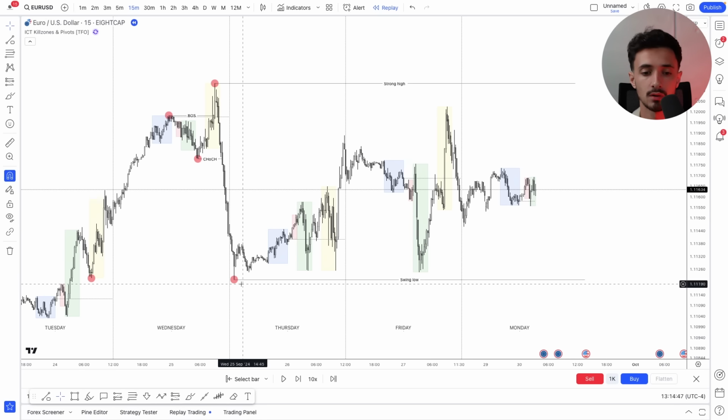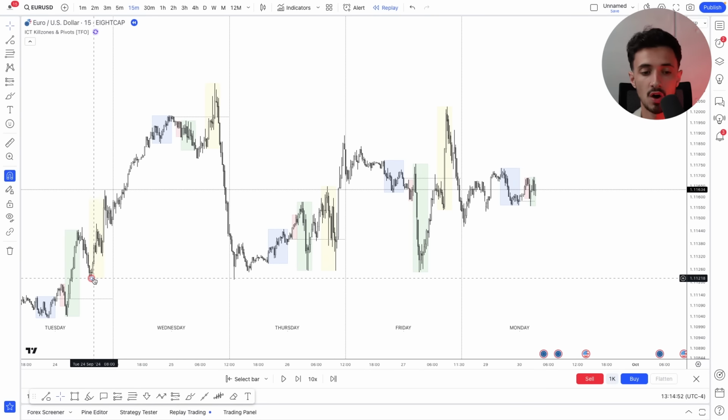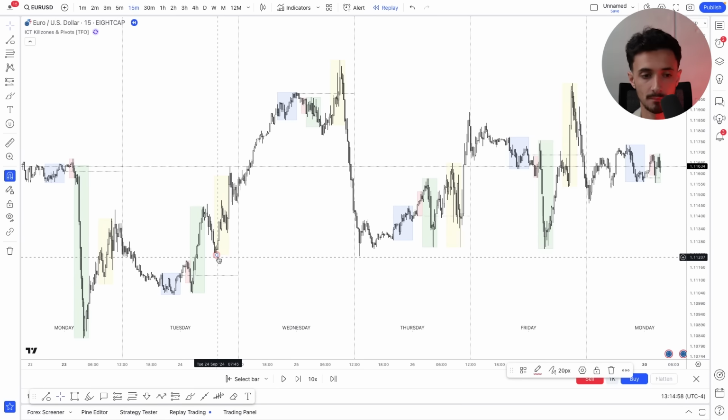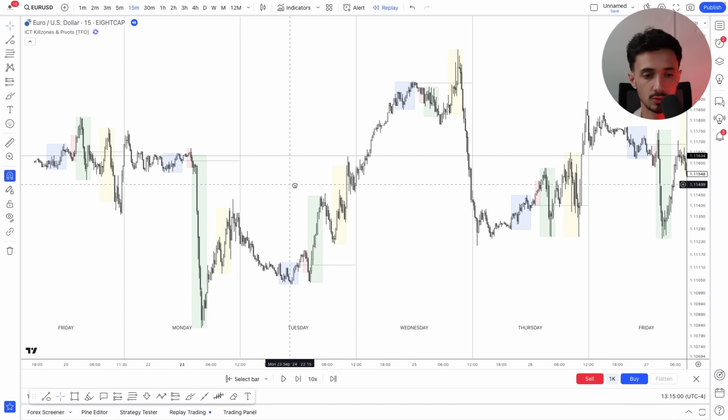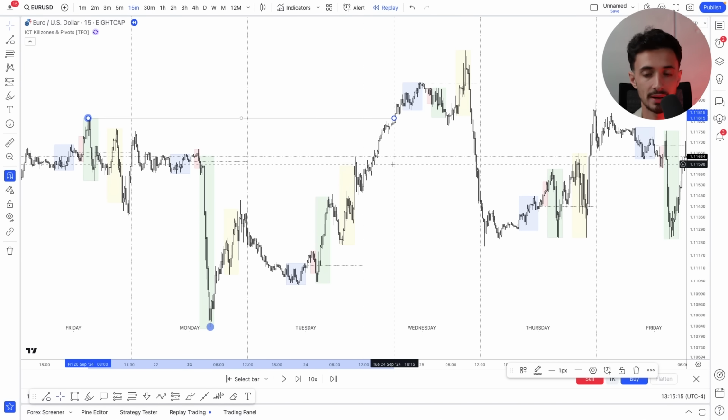Now, step number 1, what do we want to be doing? If we get rid of all of this, we want to first and foremost identify our market structure. So if you're looking at this, you need to understand where we have come from. In a nutshell, this right here is an external high. This is an external high. This is an external low. This high gets broken. That is a break of structure.